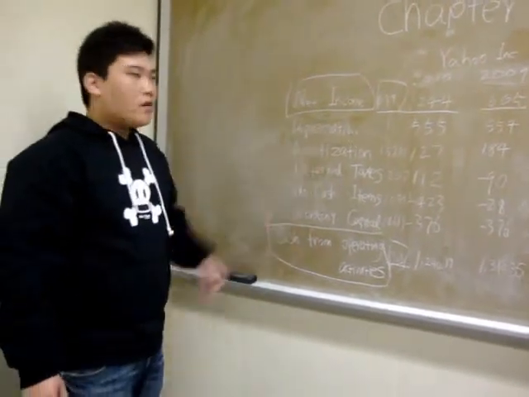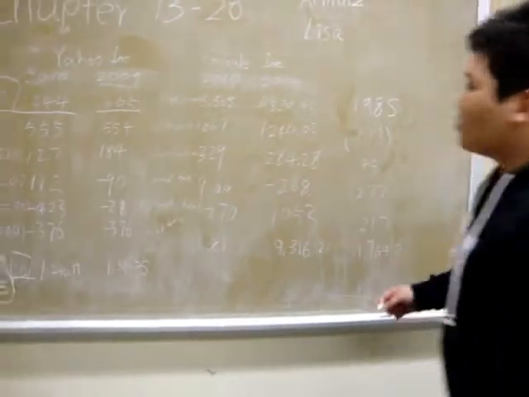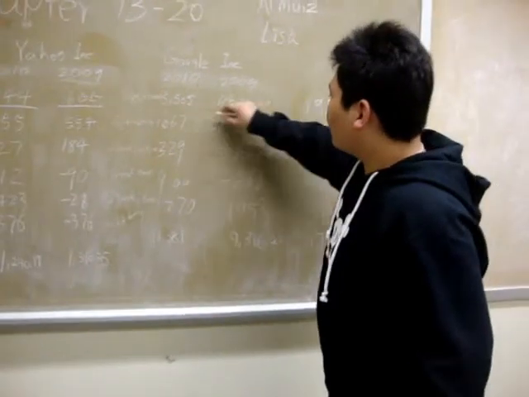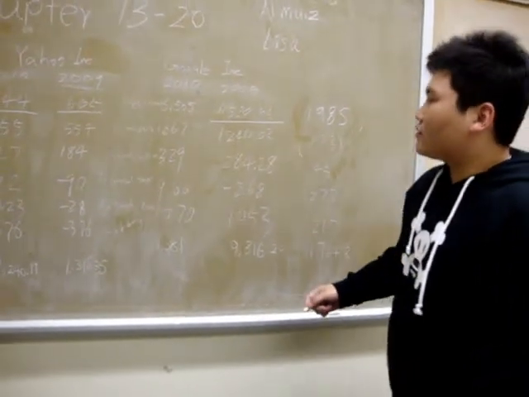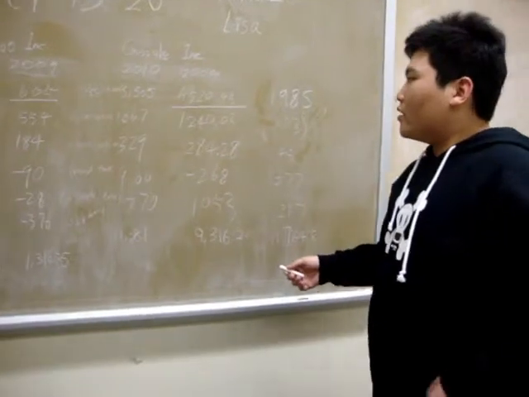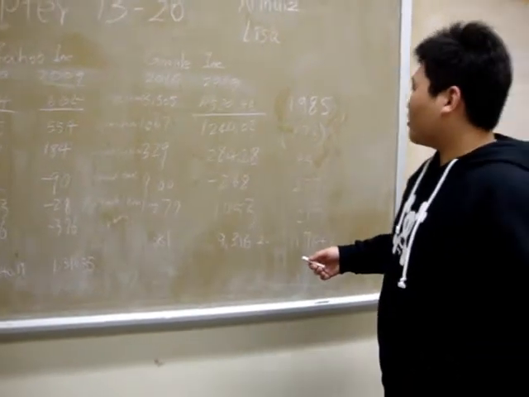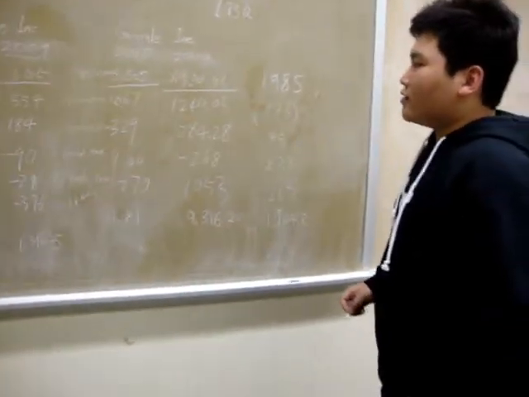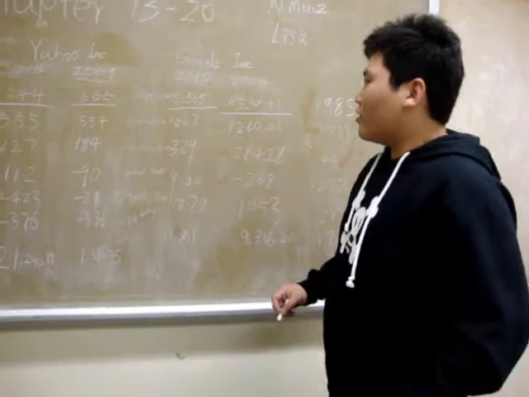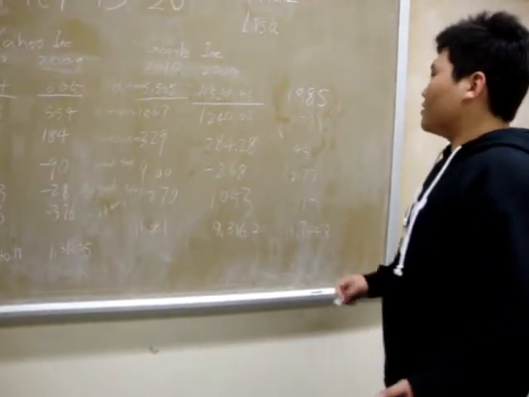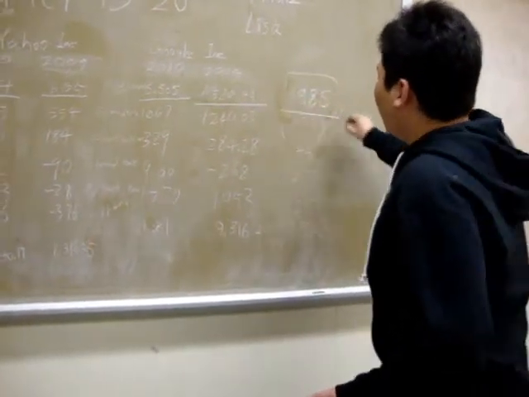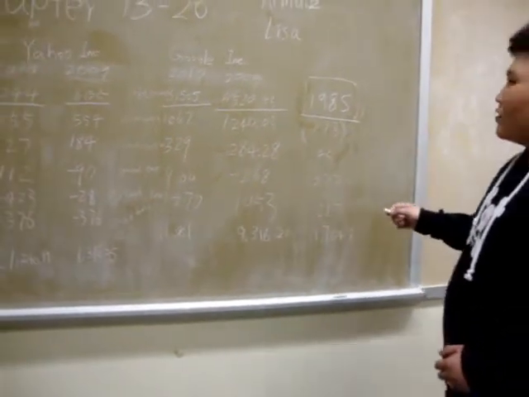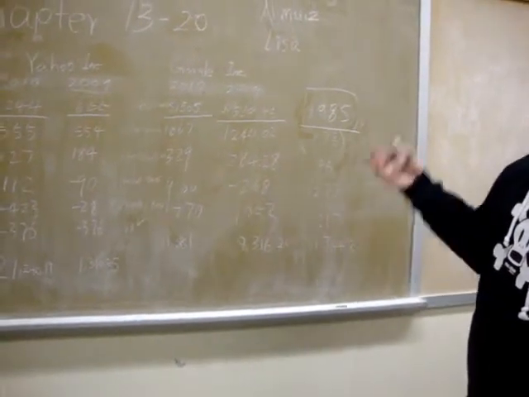So this is Yahoo, and let's talk about Google. In Google, in 2009, the net income is $6,520 million, and in 2010 it is $8,505 million, and this is increased by $1,985 million. Google is better than Yahoo, as we see.